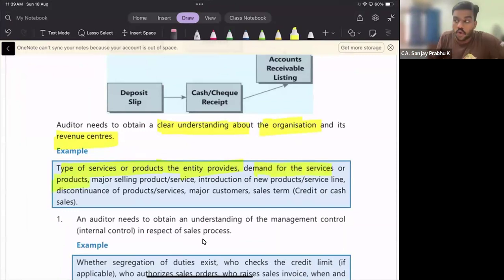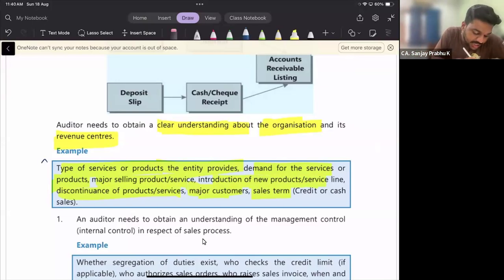Demand for the service and product. What is the demand for the product? What is their major selling product? From which product are they getting their major percentage of the revenue? Introduction of new products or services. Have they introduced any new product this year? Have they discontinued any product? Who are their major customers? What are the terms and conditions for the sale? On credit basis, cash basis? If they are selling a product on credit basis, within how many days do they have to get the money?